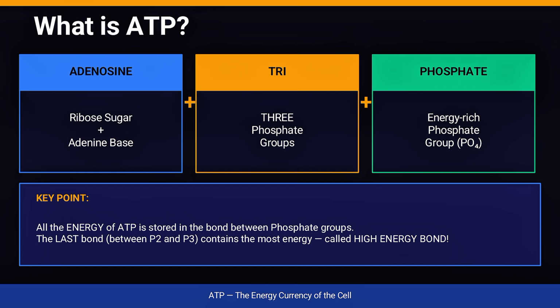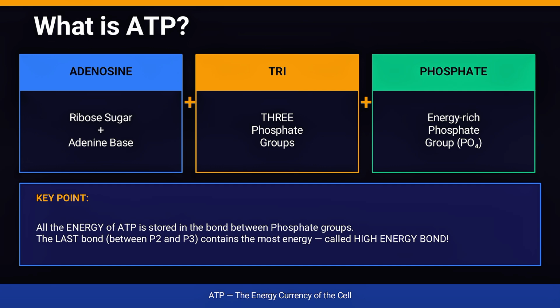Okay, first question, what is ATP? ATP stands for adenosine triphosphate. Let's break this name down simply. Adenosine, this is a special molecule made of a sugar called ribose and a nitrogen base called adenine. Tri means 3, phosphate means a phosphate group. So ATP simply means one adenosine molecule attached to 3 phosphate groups.